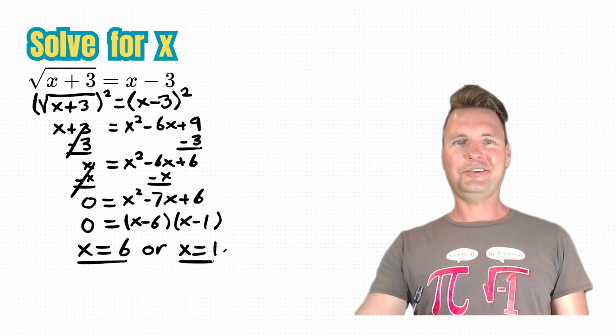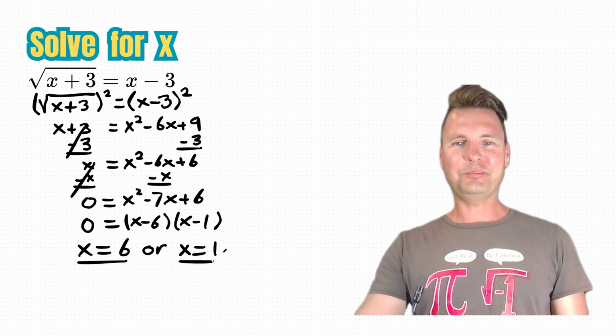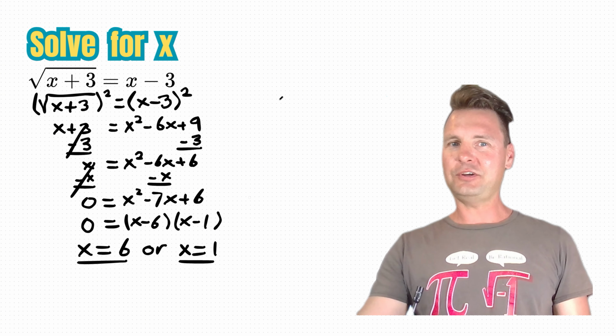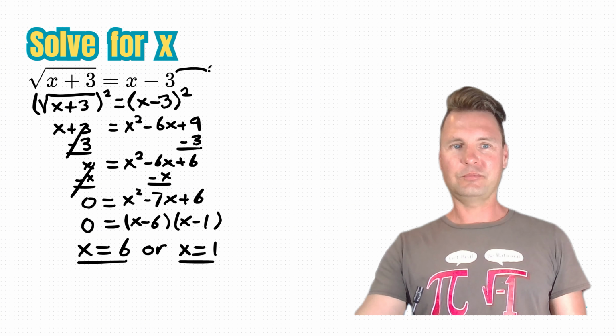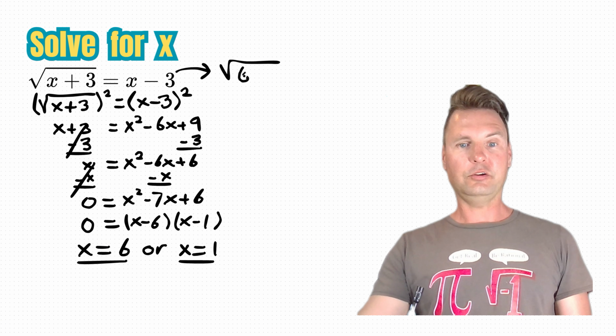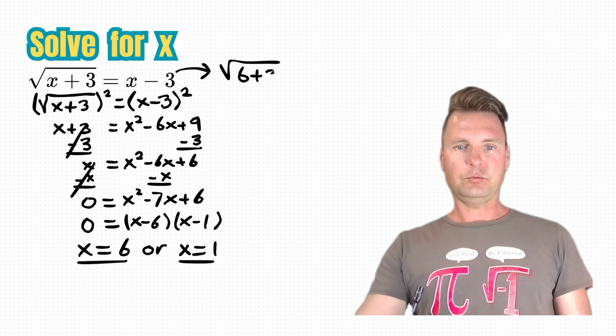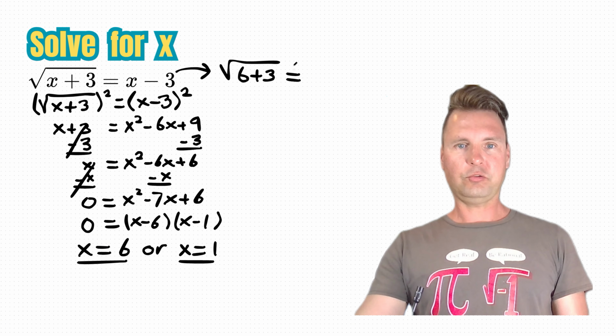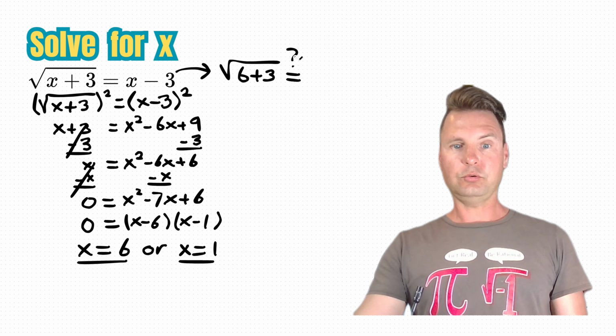But wait, here's the trap. Remember, squaring both sides might have given us fake answers. Let's test them. So to check x equals 6, we have to plug into the original equation, and we get the square root of 6 plus 3. Is that equal to 6 minus 3?